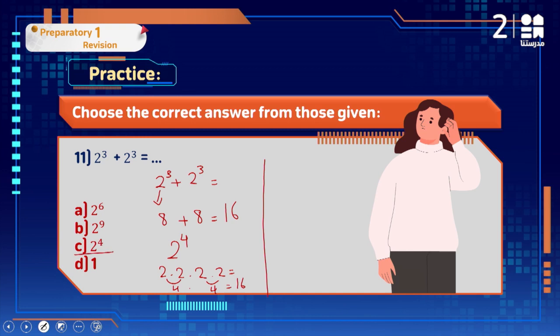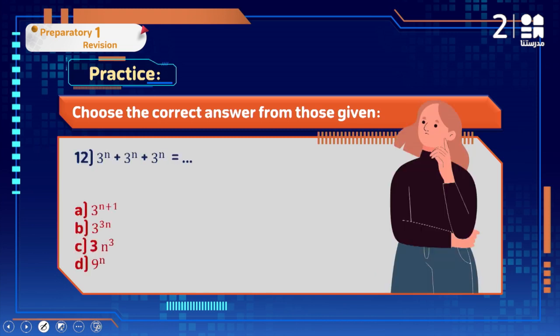The second way, 2 to the power of 3 plus 2 to the power of 3. We can take 2 to the power of 3 as a common factor. Here the remainder is 1, plus as it is, and here also 1. 2 to the power of 3, then 1 plus 1 is 2. Here we have multiplication. This 2 is to the power of 1, and as we know in multiplication we have to add the exponent, so it is 2 to the power of 4. So the correct answer is 2 to the power of 4.